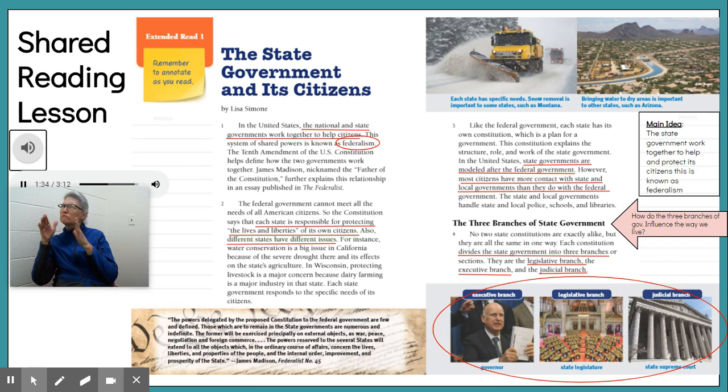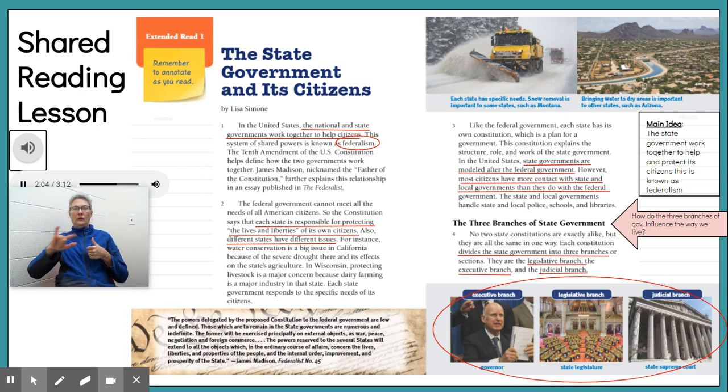As I continue reading the section, I realized that state governments are modeled after the federal government, so they're very similar. Most citizens have more contact with state and local government than they do with the federal. I totally understand that. I'm not having conversations with the president every other day, but I can have conversations with my governor every other day. They're closer, and they know the needs of me who lives in Illinois.